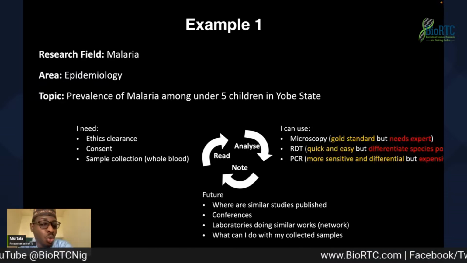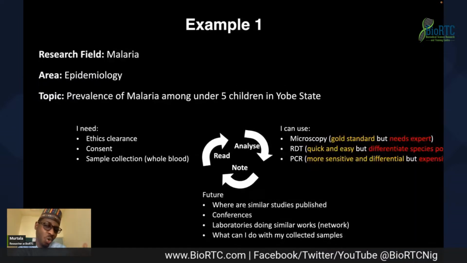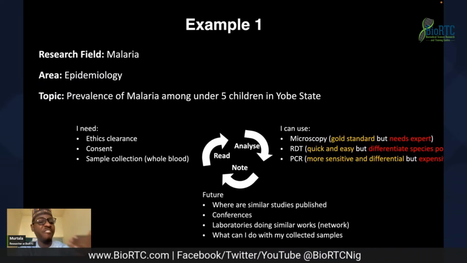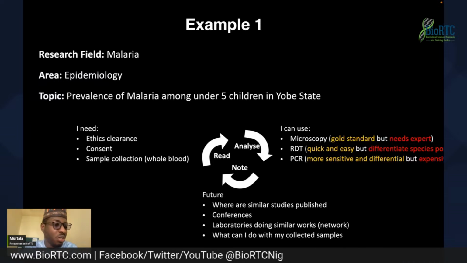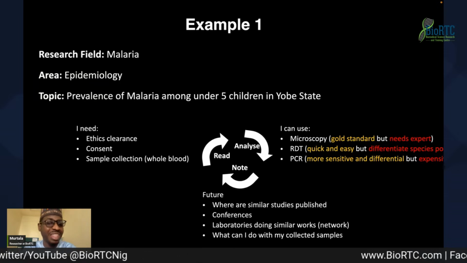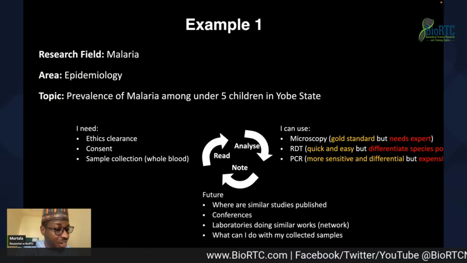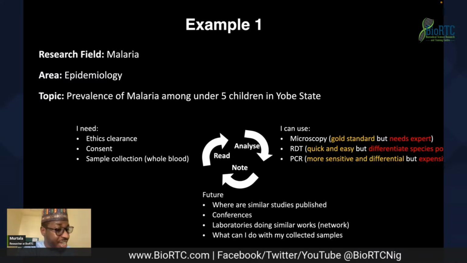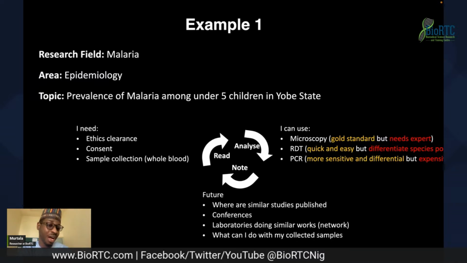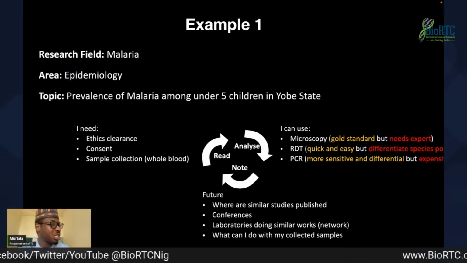So what you can see is that the moment you do this reading, analysis, and note-taking over and over again, you may find that for me to conduct a prevalence study on malaria, these are some of the things I need, that I'll discover that I need. I need an ethical clearance. For example, I will need consent from the patient that I'm going to deal with. This is just an example.